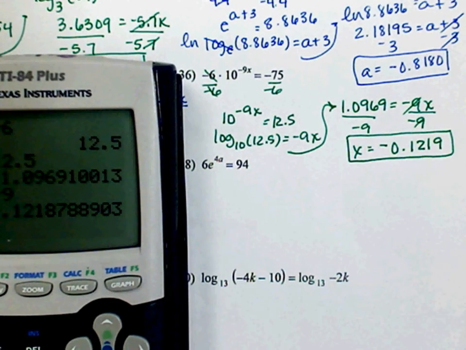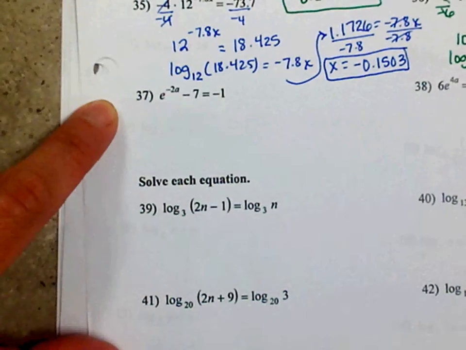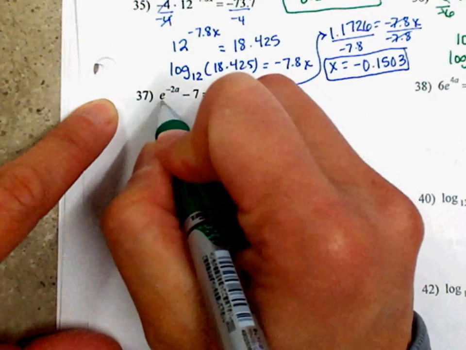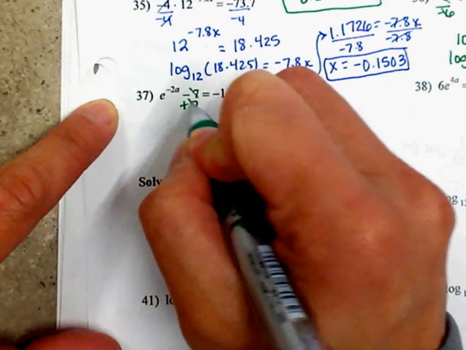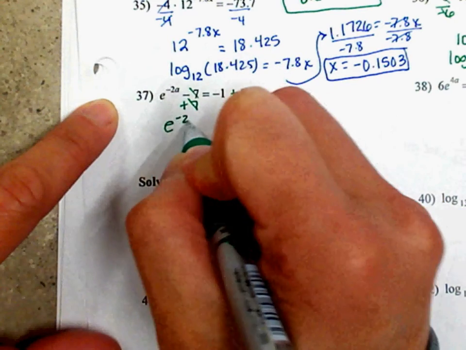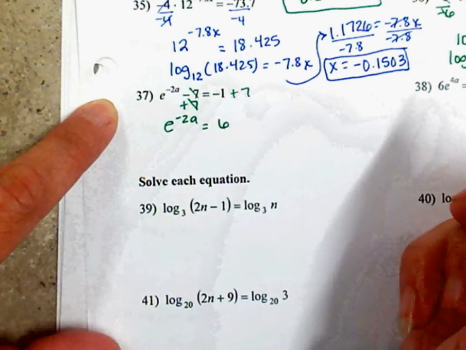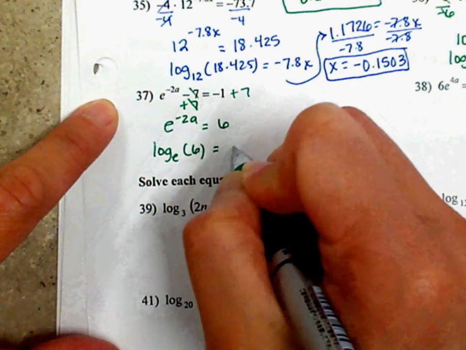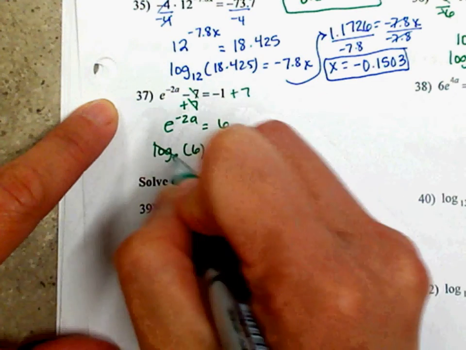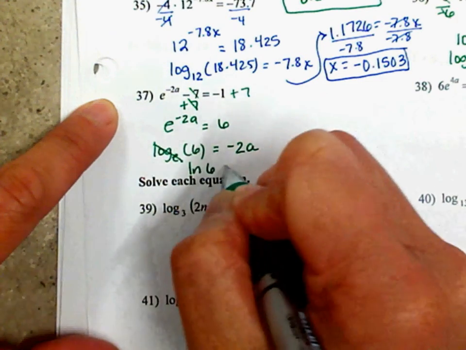I guess I should have left more space for you guys. Alright, let's look at number 37. Okay? This time, this is base to the power minus 7. Opposite of that is plus 7. So that leaves you e raised to the negative 2a equals 6. Log base e of 6 equals negative 2a. This is the same as natural log of 6 equals negative 2a.